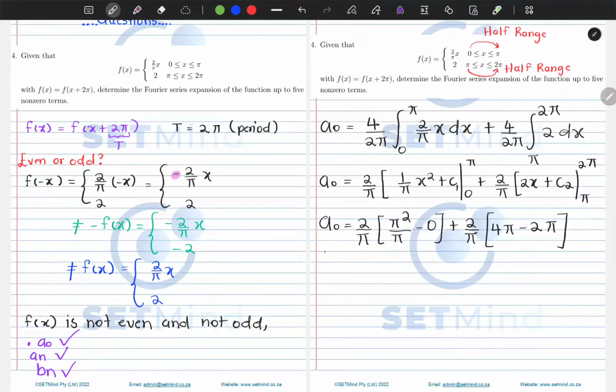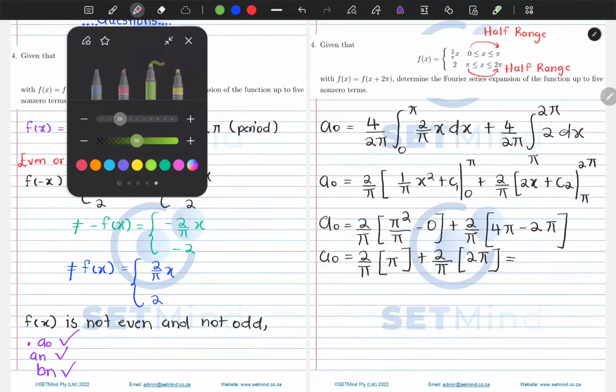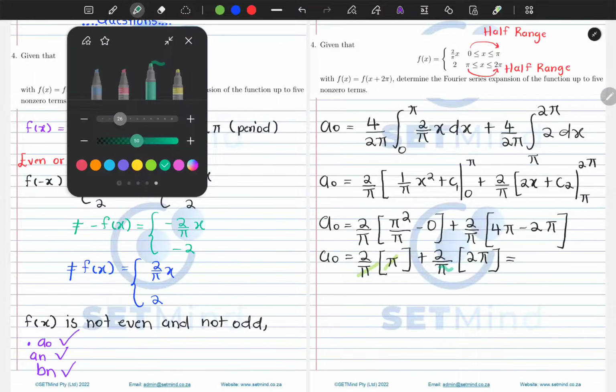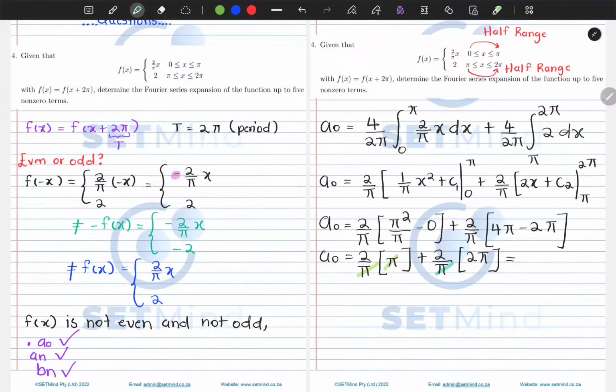So if you observe carefully, you'll see that our a0 will be 2 over pi multiplied by pi, and then plus 2 over pi multiplied by 2 pi. So our final answer will end up being, the pi's will cancel, if you look carefully. This pi and this pi will cancel, and this pi and this pi will also cancel. So we'll end up getting 6 as our answer. Therefore our a0 is 6.